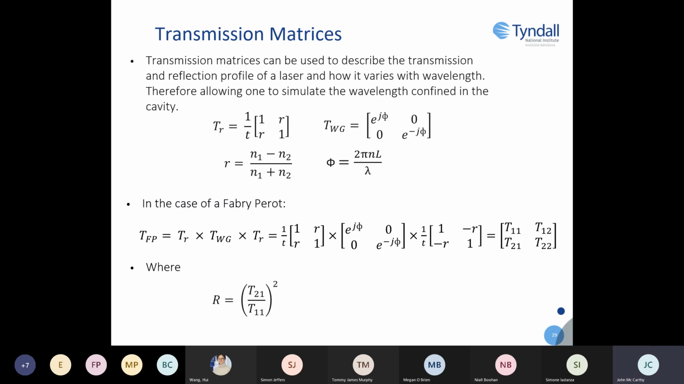So in the case of a simple Fabry-Perot, you could find the transmission matrix by finding the cross product of 2 reflective transmission matrices and the transmission matrix of the cavity. This results in a 4x4 matrix, and the reflective profile is then T21 over T11 to be squared, and this can be plotted as a function of wavelength, which I'll show you in a few slides.